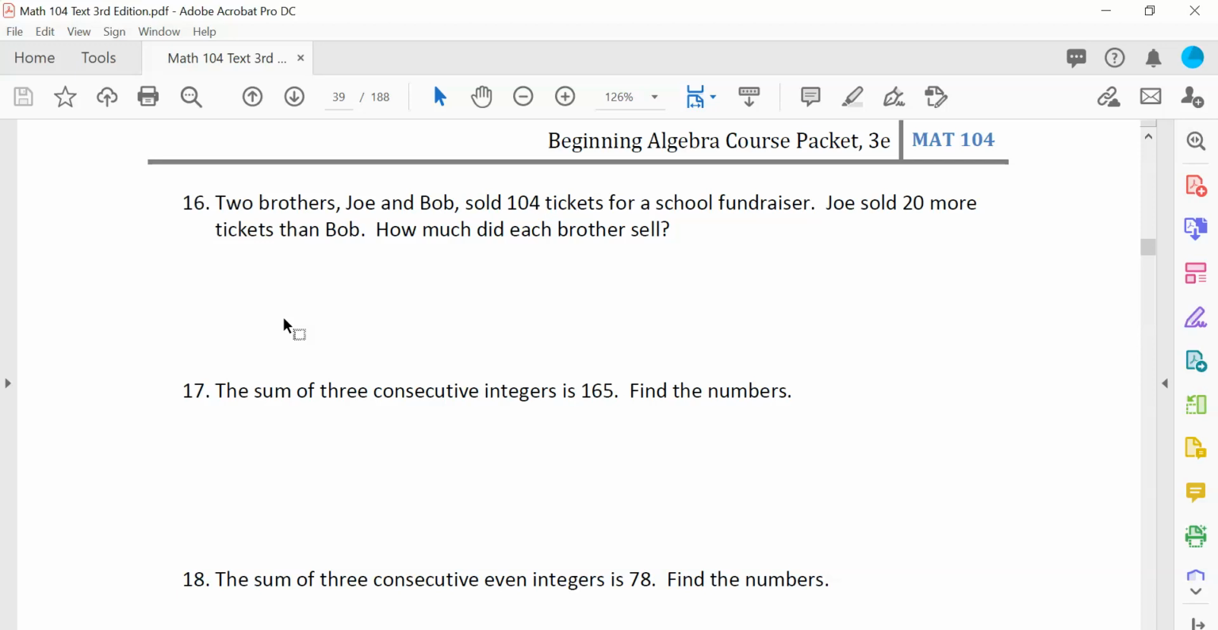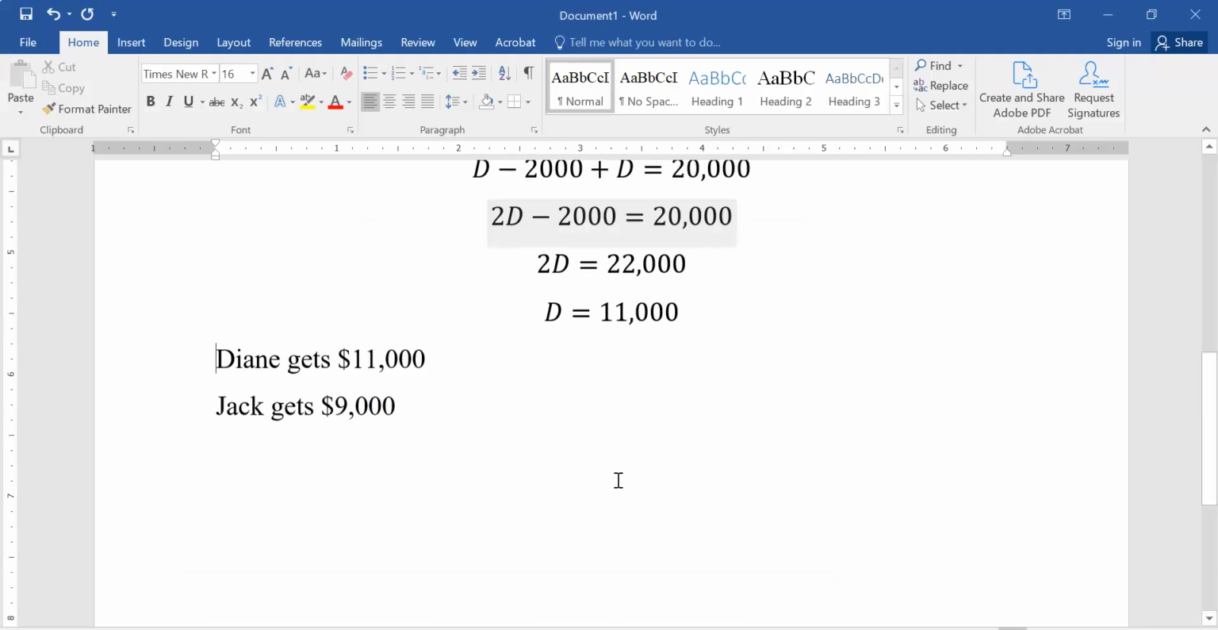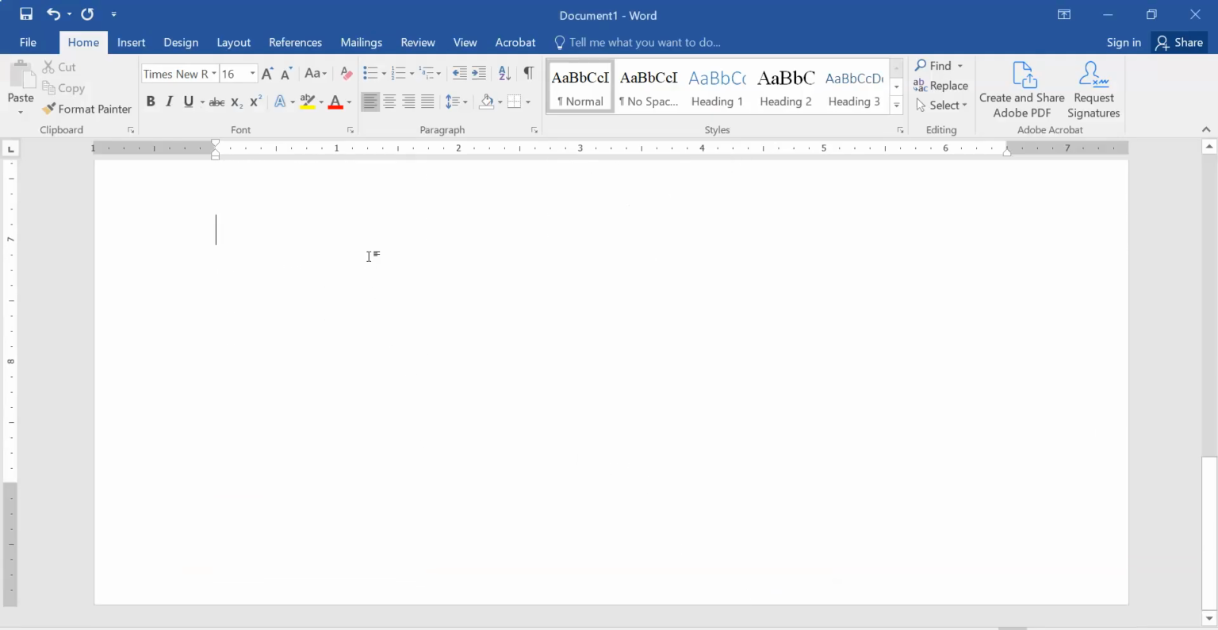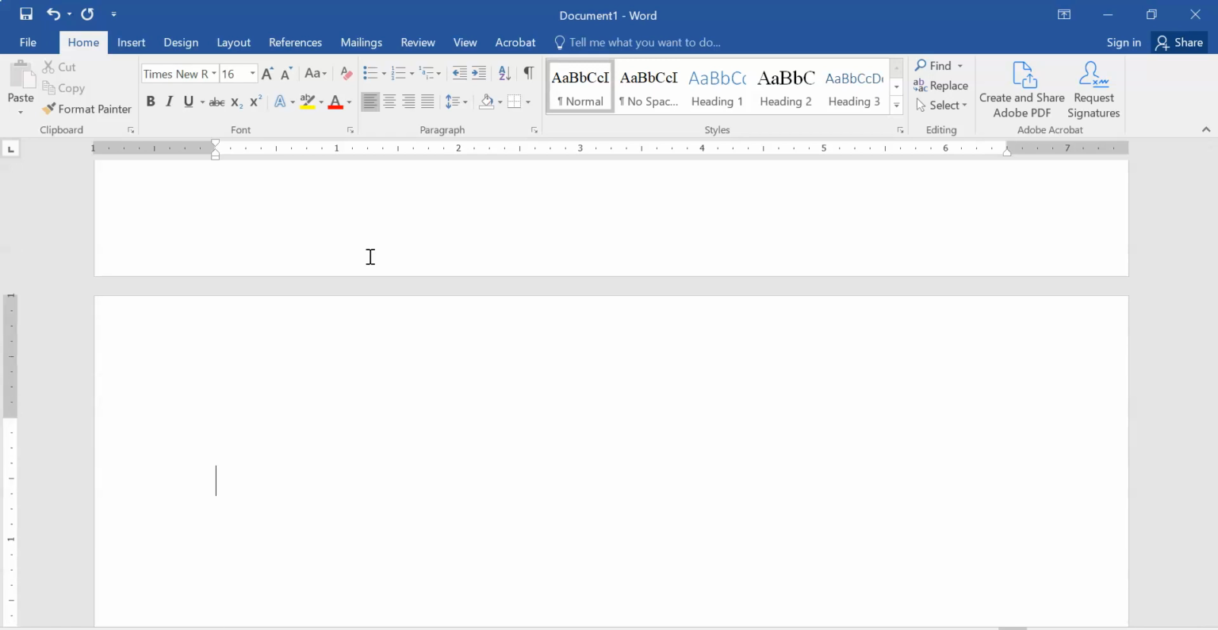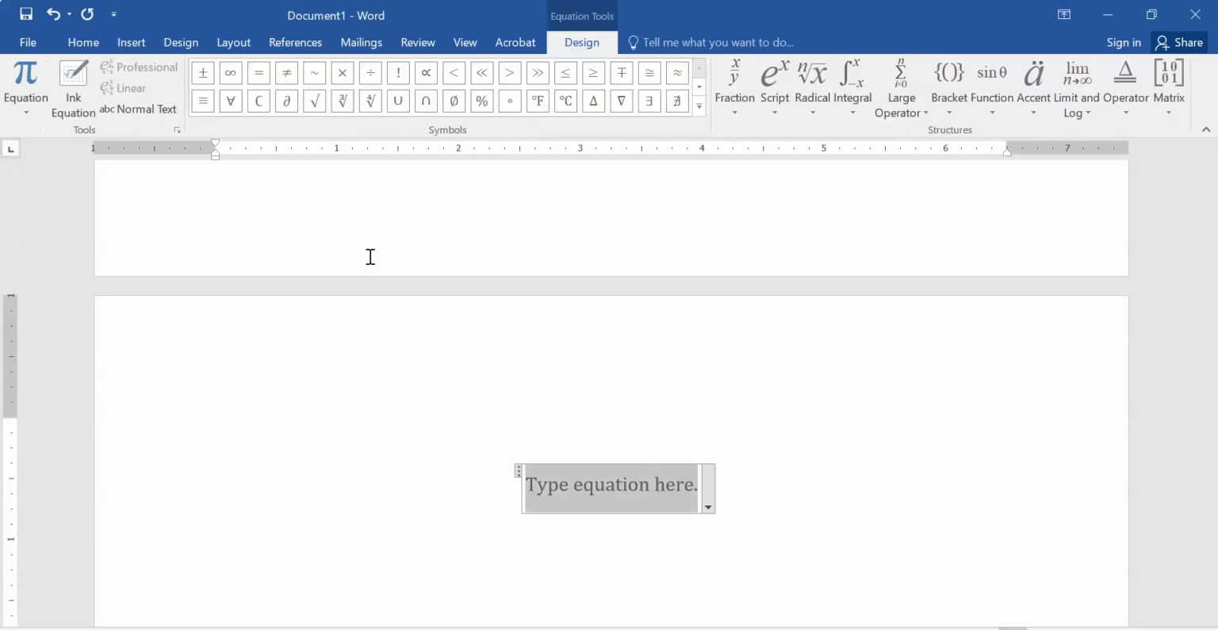Okay, so we have Joe and Bob. They sold 104 tickets total. And the relationship between them is that Joe sold 20 more tickets than Bob. So we're going to treat this the same way. All right, let me start a new page. So we say Joe and Bob. I'll write J for Joe and B for Bob. So a total of 104 tickets.